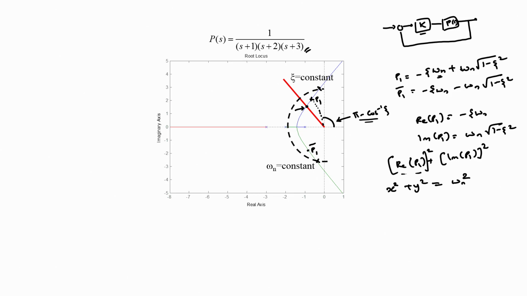Now, in this case you notice that we specified either omega n or zeta for our closed loop system. The problem is, if you want to specify both omega n and zeta, in other words both omega n and zeta are decided ahead of time, then you run into problems. So, we shall look at that in the next example.